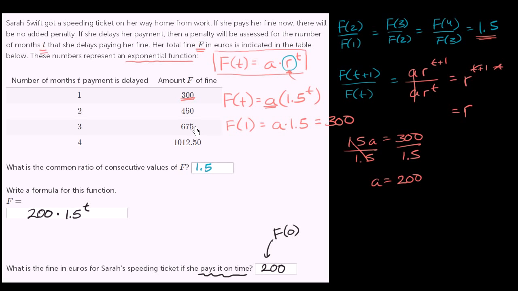Now, another way of thinking about it is, let's look at the common ratio. To go from 675 to 450, you're essentially dividing by the common ratio. To go from 450 to 300, you are dividing by the common ratio. So then to go from t equals 1 to t equals 0, you would divide by the common ratio again, and you would get to 200. Or another way of thinking about it is that to go to successive months, every time we are multiplying by the common ratio.